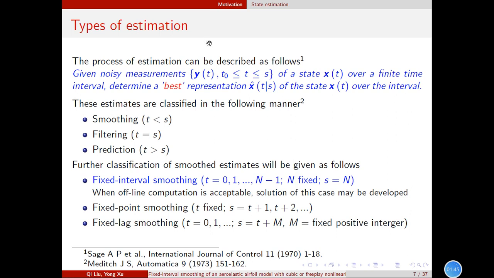The process of estimation can be described as follows. Given the noisy measurements yt, we need to determine our best approximation of the system states. In general, these estimates are classified in the following manners. However, only the fixed interval smoothing problem is considered in this work for the aeroelastic airfoil model, because when offline computation is acceptable, a solution of this case may be developed.